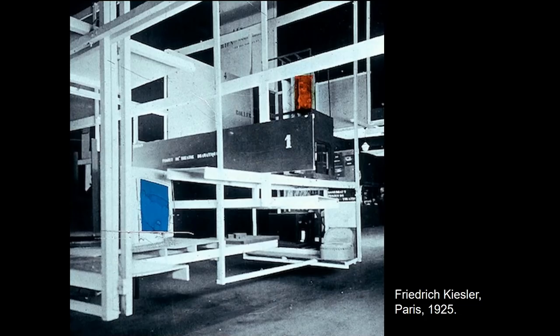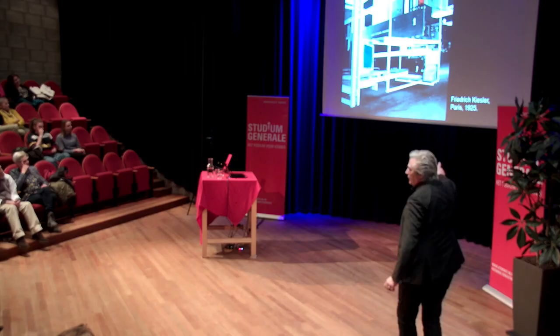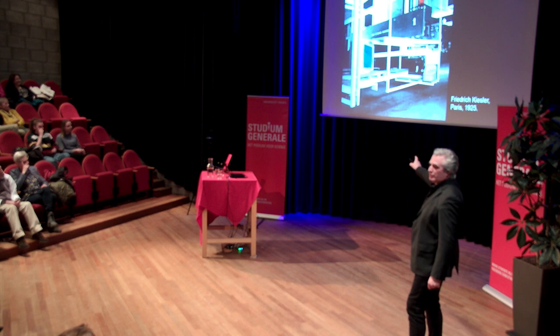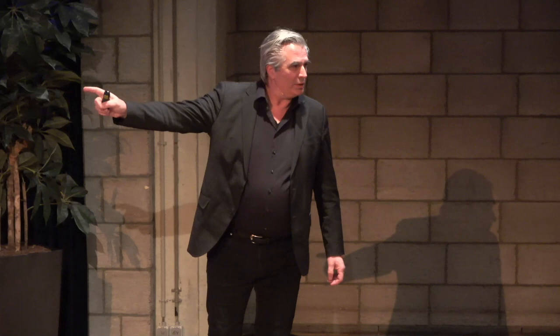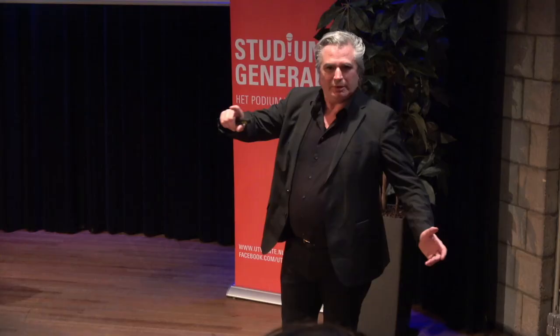Do you think Theo van Doesburg was mad as hell? Yes, of course. When he went to Paris, he saw this. A De Stijl, Piet Mondrian-like environment in the pavilion of Austria by the brilliant architect Friedrich Kiesler. There you are with your Dutchness. It's a typical piece of Dutch design, not to be found in the Dutch pavilion, but in the Austrian pavilion.